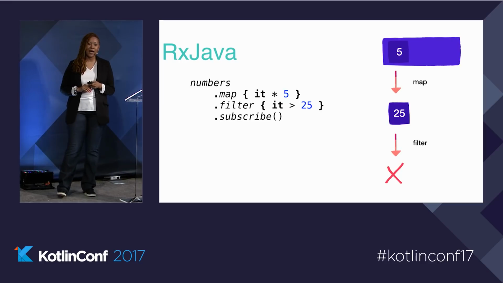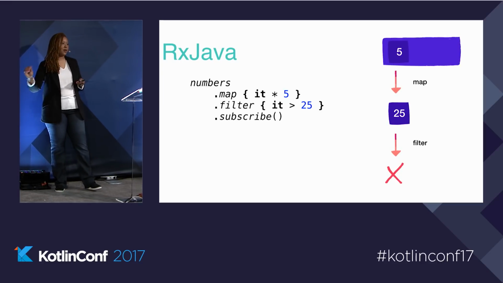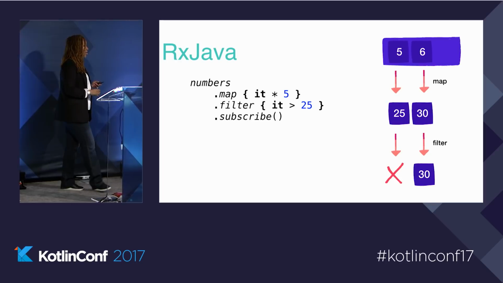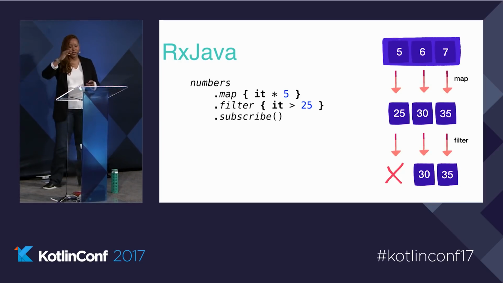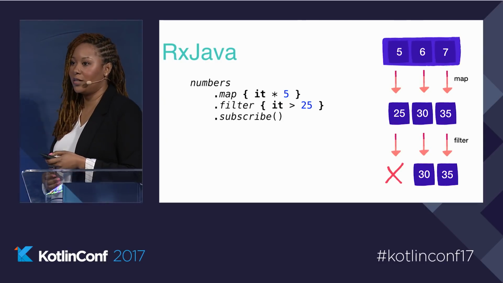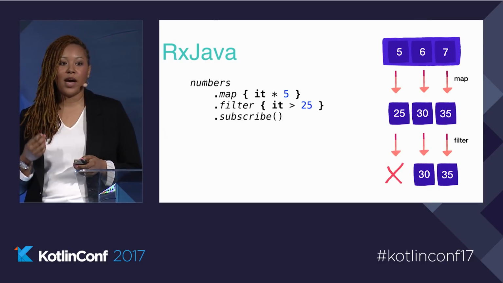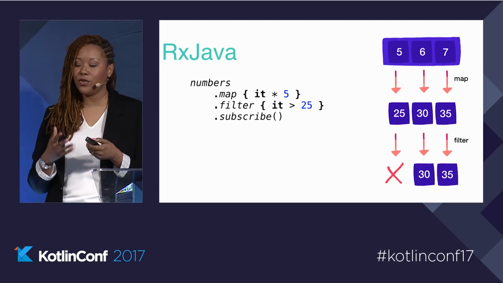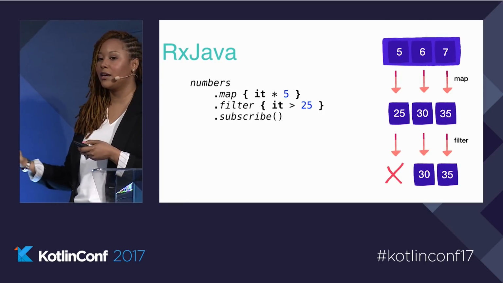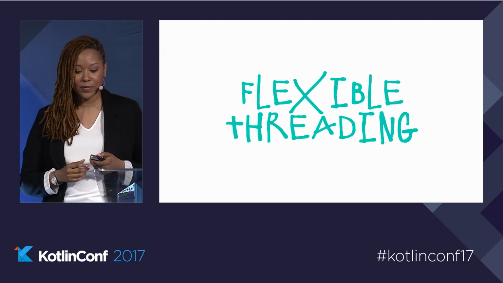Later, the number 5 shows up, and we run it through our pipeline. And the same thing, number 6. And maybe 2 minutes later, 7 comes in, and we do our work. This is the reason why people really enjoy working with RxJava, is that it can do things at any given time, and it doesn't have to be blocking.